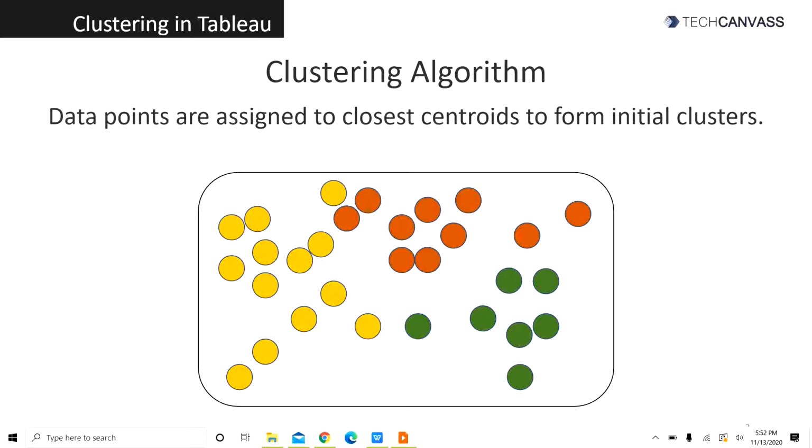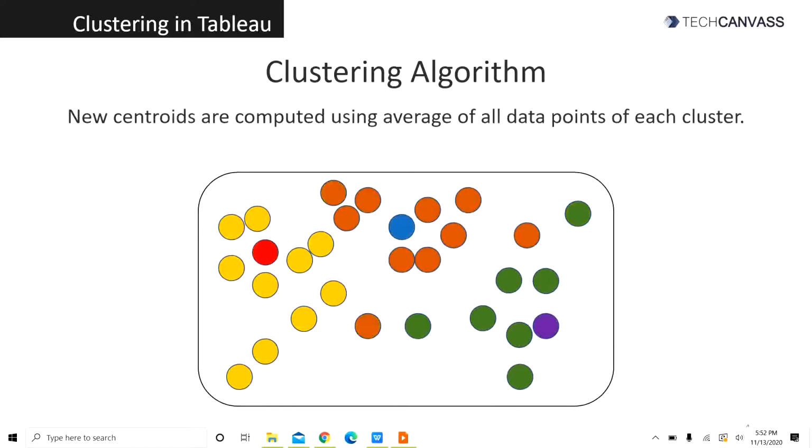New centroids are computed by taking the average of all data points belonging to each cluster. So here you can see new centroids have been computed. The red one, blue, and the purple one.